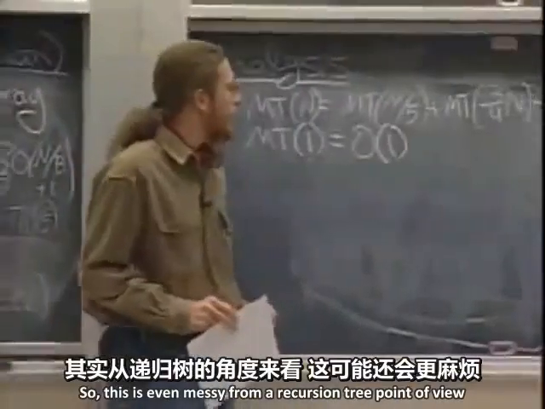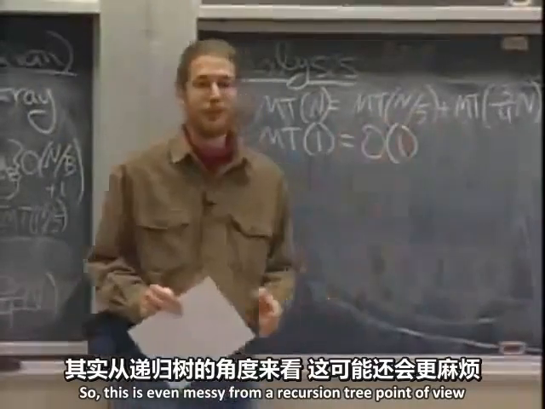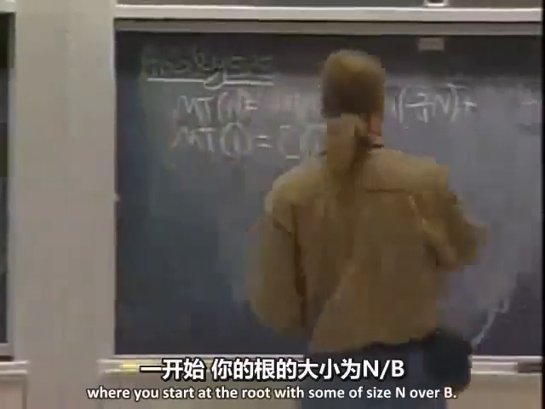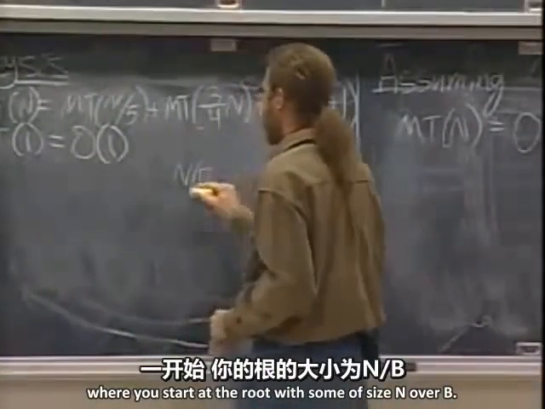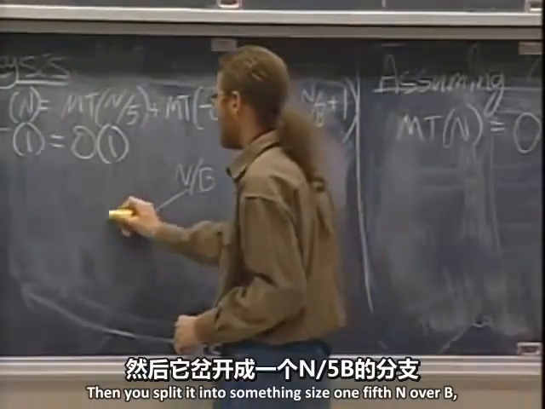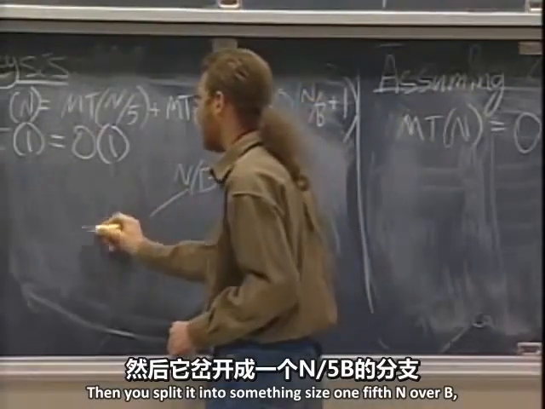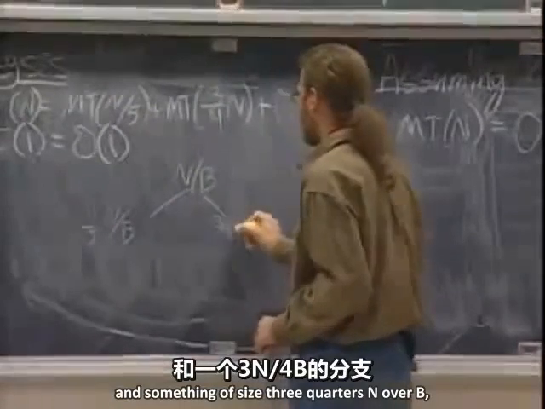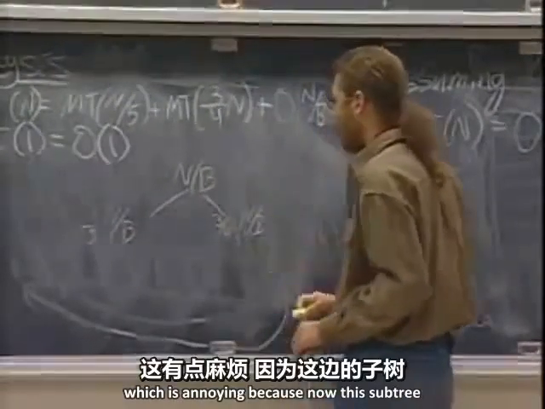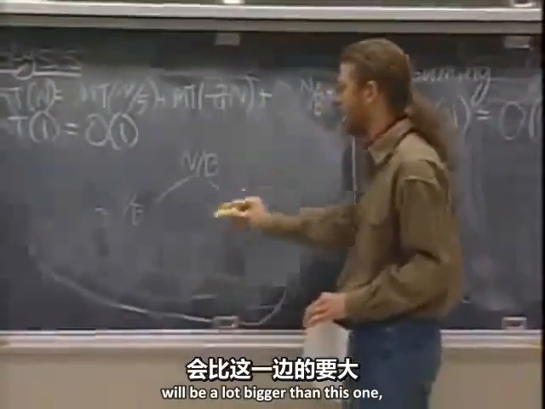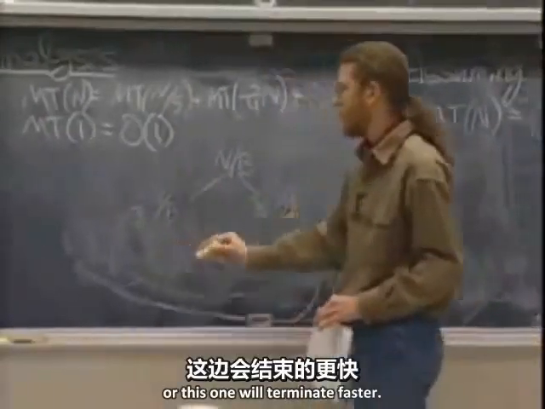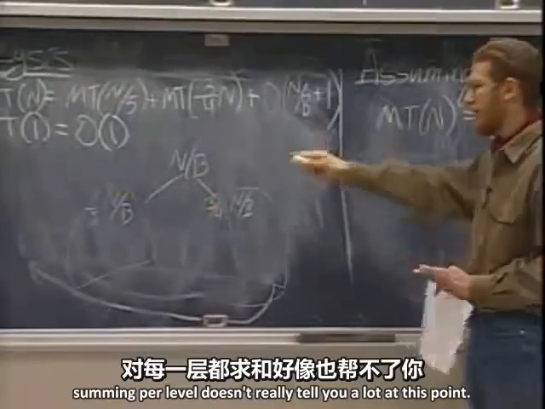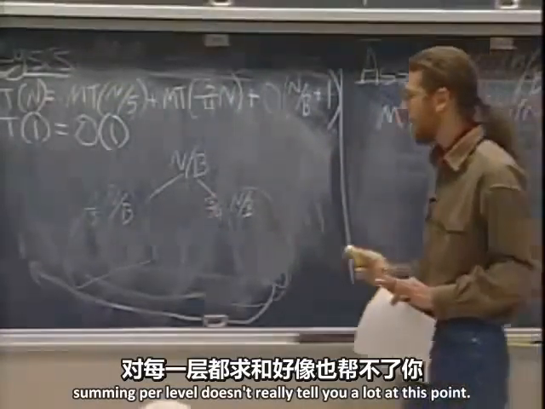So this is even messy from a recursion tree point of view, because you have these unbalanced sizes. You start at the root with something of size n over b, then you split it into something of size 1/5 n over b, and something of size 3/4 n over b, which is annoying because now this subtree will be a lot bigger than this one. This one will terminate faster. So it's pretty unbalanced, and summing per level doesn't really tell you a lot at this point.